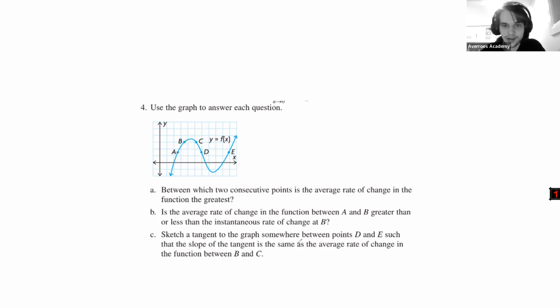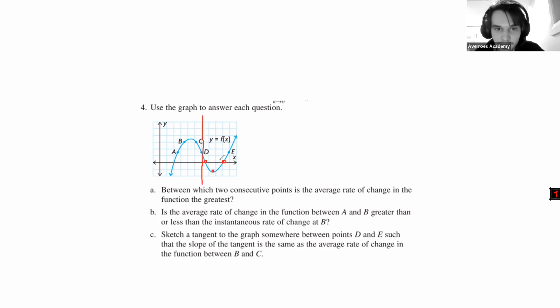Sketch a tangent to the graph somewhere between points D and E, such that the slope of the tangent is the same as the average rate of change in the function between B and C. Oh my gosh, did you understand it? Sketch a tangent to the graph somewhere between points D and E. Okay, tangent to a graph. Where should I, at the lowest point or somewhere here? I don't understand the question. It says sketch a tangent to the graph somewhere between points D and E. Let's do it, somewhere between these points.